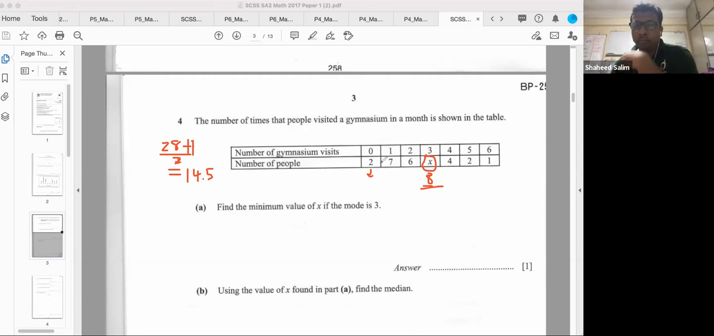Okay, I count again. 2 plus 7, 9. 9 plus 6, 15. 15 plus 8, 23. Yeah, okay, you're 30. You are right. 30, yeah. So 30 down here. 30 plus 1 divided by 2, 15.5. Now you must find which position is 15.5.